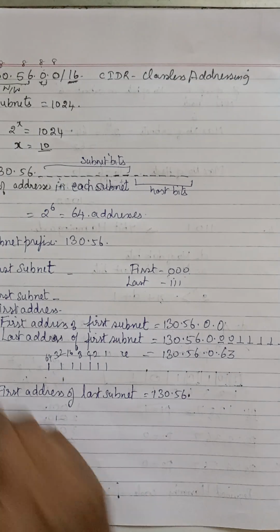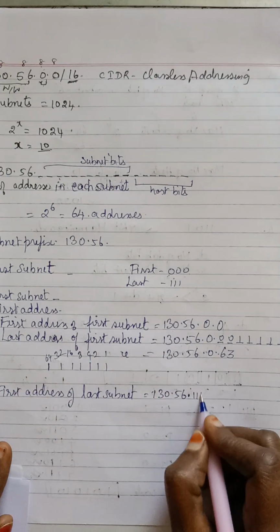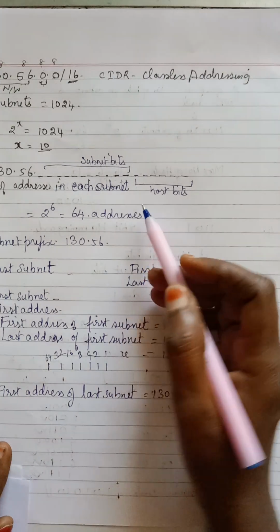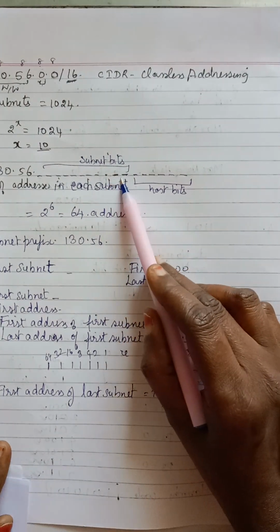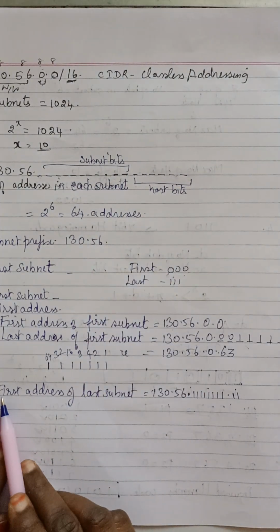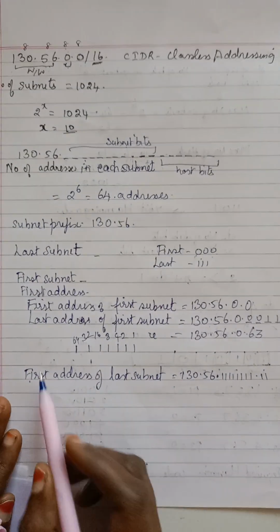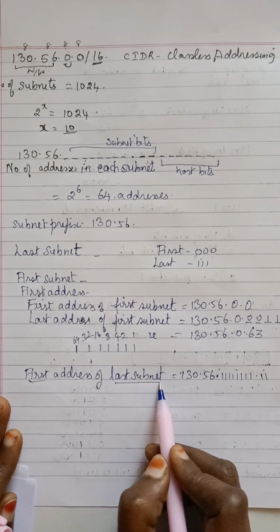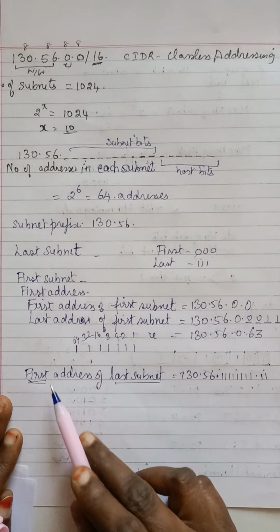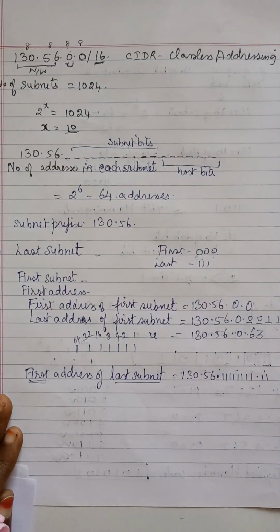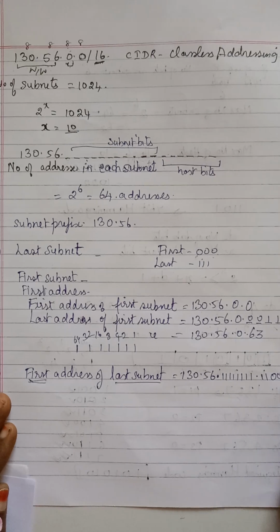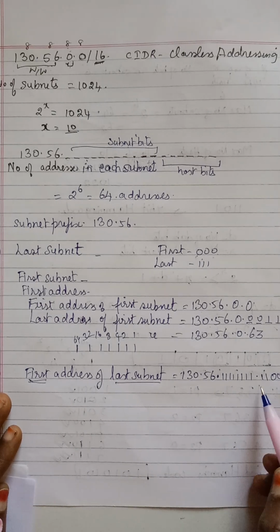So if you fill all ones, that is 1 2 3 4 5 6 7 8, so filling all ones means it is 255. Next, these two bits also are 1, double 1. Then this is the first address, right? This is the first address of the last subnet. First address means host bits will be 0. So write 0 till 0 1 2 3 4 5 6.